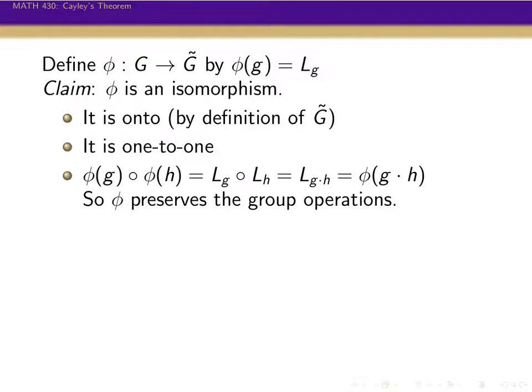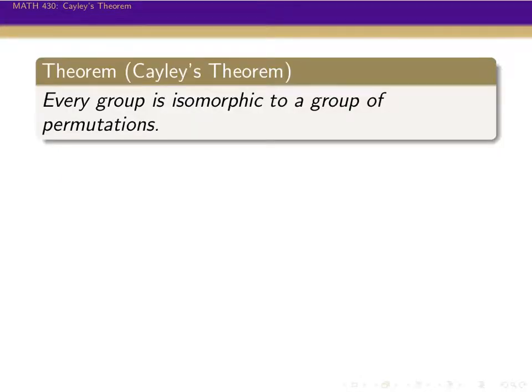And so this is showing that phi is preserving the group operations on both sides. Here we have composition on the left. We end up with the group operation multiplication on the right. Okay, so that completes the proof of Cayley's theorem.